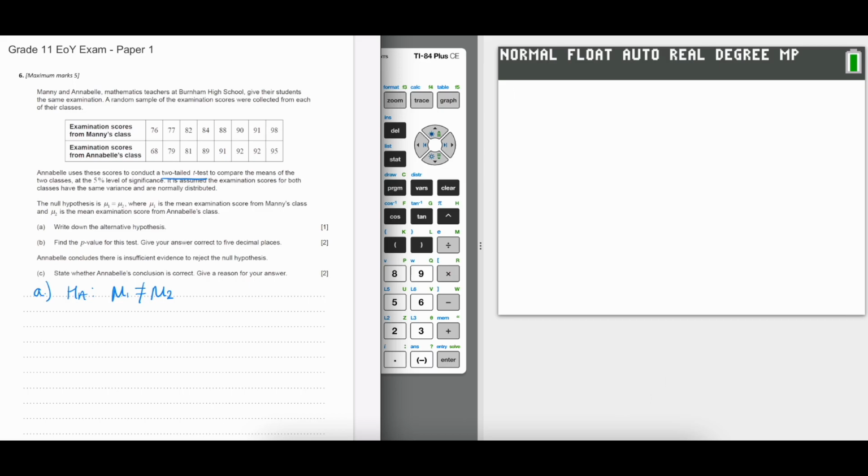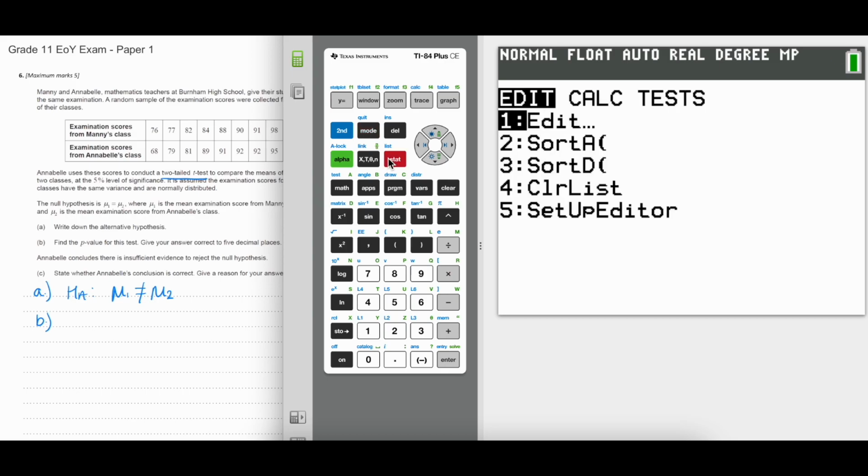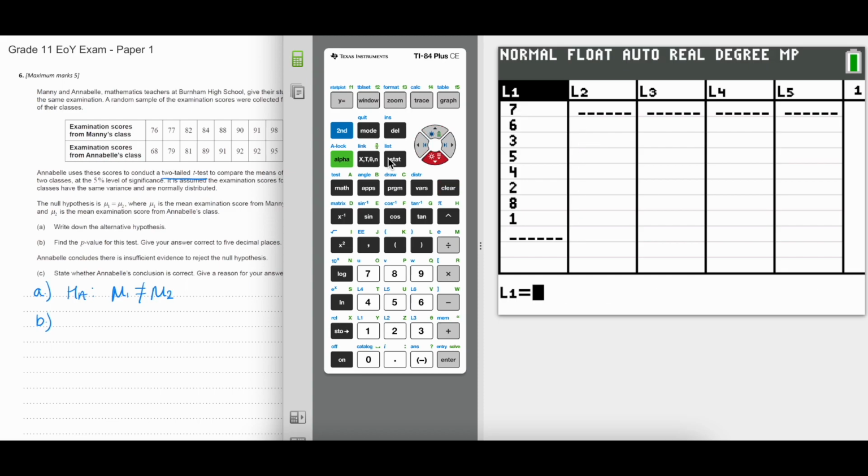And then for part B, you're asked to find the p-value for the test. So for this one, we again need our TI-84. And the first thing we're going to need to do is type in our data. Just deleting any data that might be there. And we're going to type this data in, so 76. Okay, so now I have my data written in. And I can find the p-value.